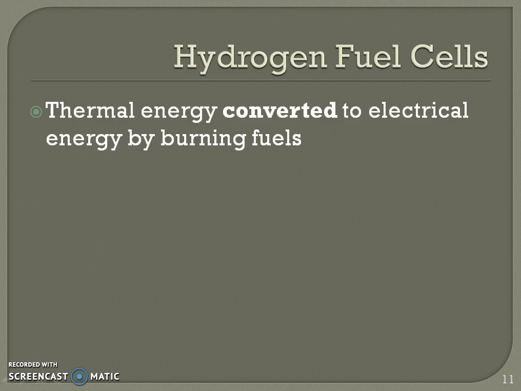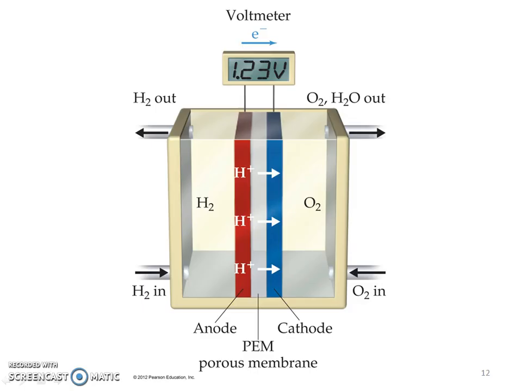Hydrogen fuel cells convert thermal energy into electrical energy by burning fuels. It's something like this. We have your hydrogen gas and your oxygen gas, and you have your H+ ions moving over, so you have some O2 and water coming out because of those H+. The H2 is turning into H+ at the anode, reacting then with that oxygen and having some H2O come out. Here's our voltmeter, and electrons are flowing from the anode to the cathode, and you have that porous membrane like your salt bridge.